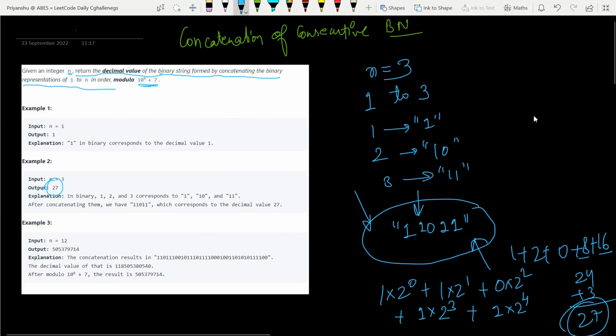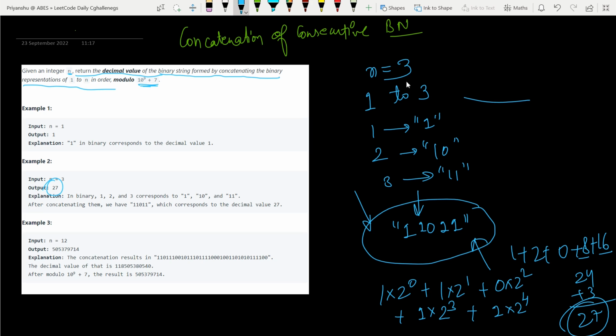Hello everyone. In this video, we'll discuss today's Leetcode daily challenge, concatenation of consecutive binary numbers. In this question, we are given a number n, and we have to find the binary representation of the numbers 1 to n, concatenate them, and find the decimal value of that particular binary representation.